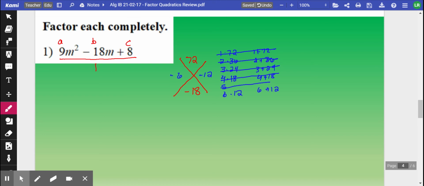Okay, let's put our wings out. Reminder, we start with this part, the 9m. So 9m, 9m. Okay, and then my magic numbers go in the second part. So I have minus 6, and I have minus 12.